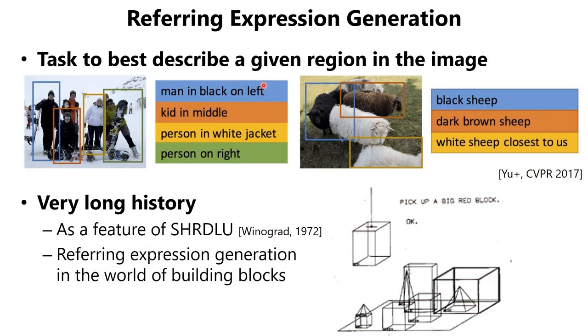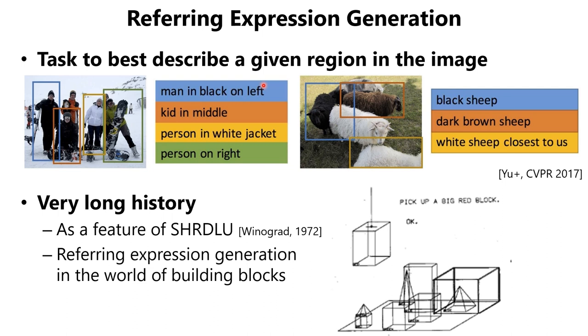This is a reverse version of the referring expression understanding described earlier. Referring expression comprehension was a task that, given an image and query, output the image regions that match the query. Now, given an image and a region within the image, the task is to generate a description that is uniquely specific to the image region. In fact, this task has a very long history.